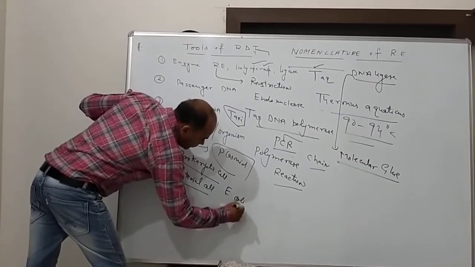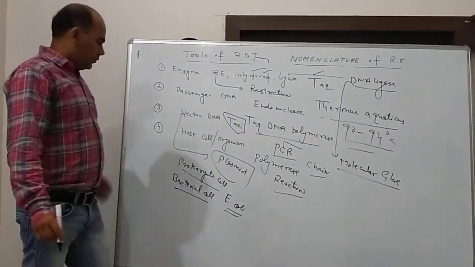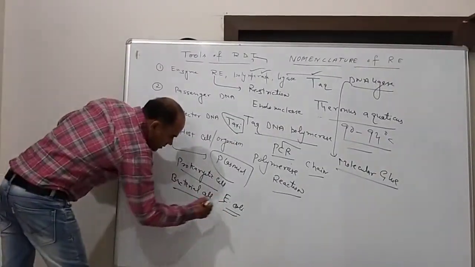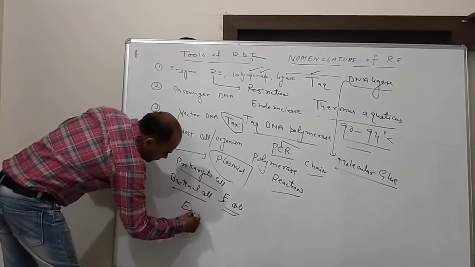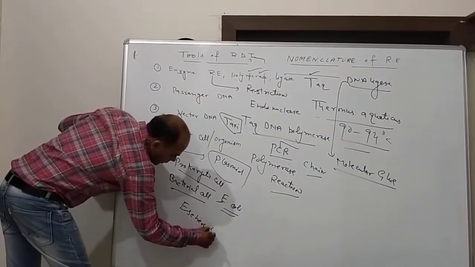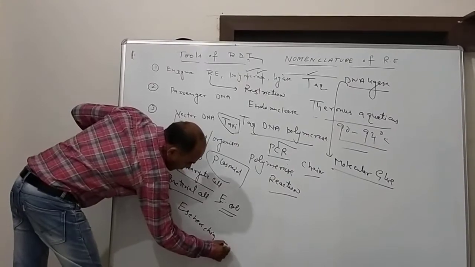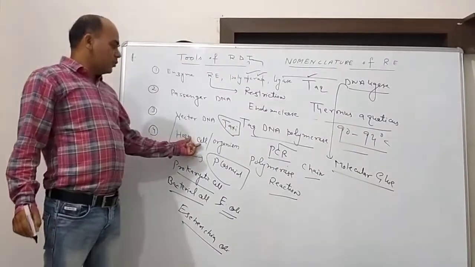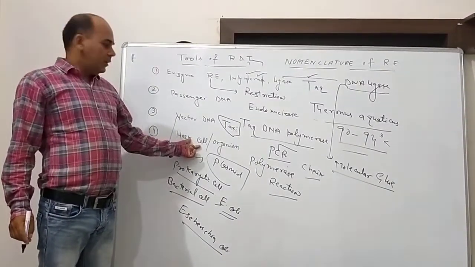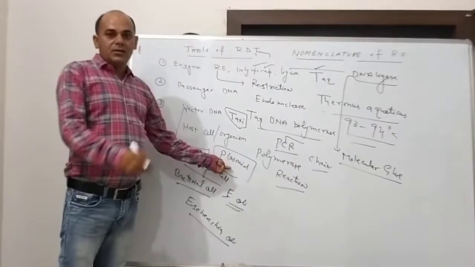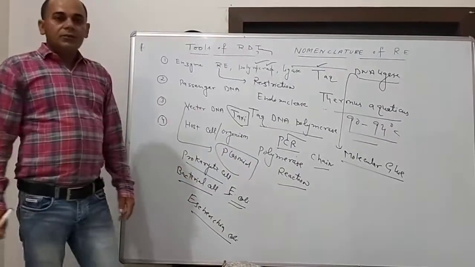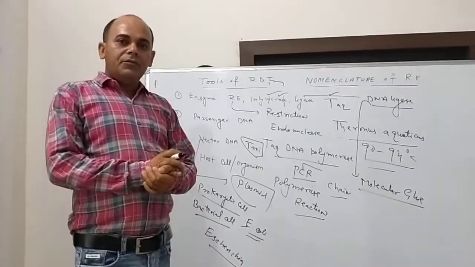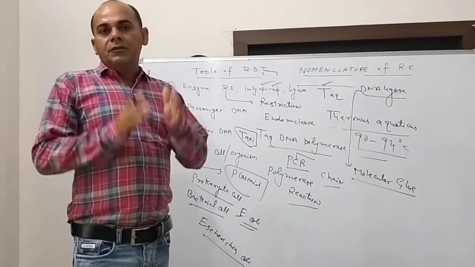E. coli. The complete name of this bacteria is Escherichia coli. It works as a host cell in which recombinant DNA, you can say plasmid, is inserted, so that this bacterial cell, with the help of asexual reproduction called binary fission, can form multiple copies within a few seconds.